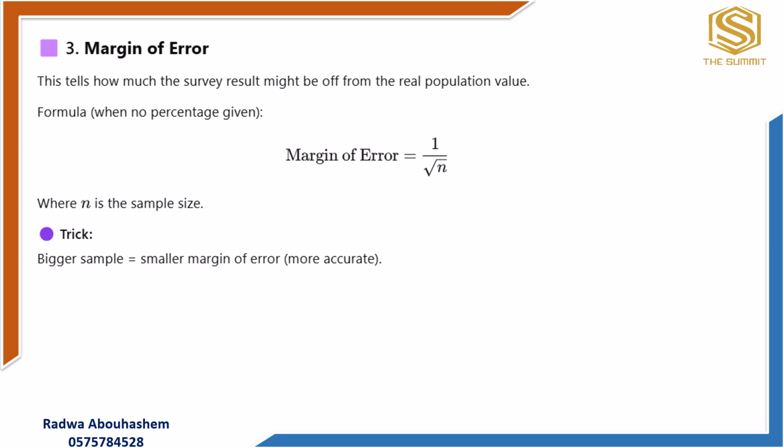Now, you have collected your data and examined it, and you need to know where the error is. So we calculate using the margin of error. This tells how much the survey result might be off from the real population value. It is equal to 1 over root n, where n is the sample size. Maybe your sample size is 100, 1,000, 2,000, doesn't matter. But a bigger sample means that you are more accurate and there's a small margin of error. And of course, it has to be positive or negative 1 over root n.